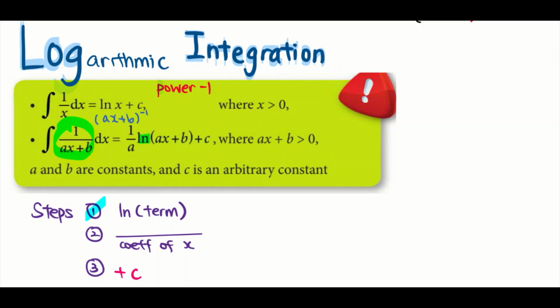Step 1, you will ln this term, ln whatever is in the denominator. Step 2, divide by the coefficient of x, divide by a. And my last step is plus c, always for integration. So let's take a look at this last example.